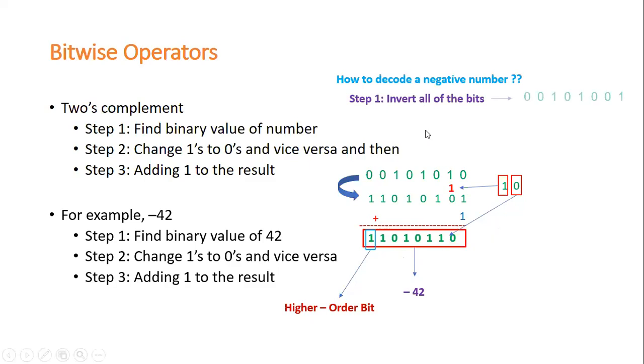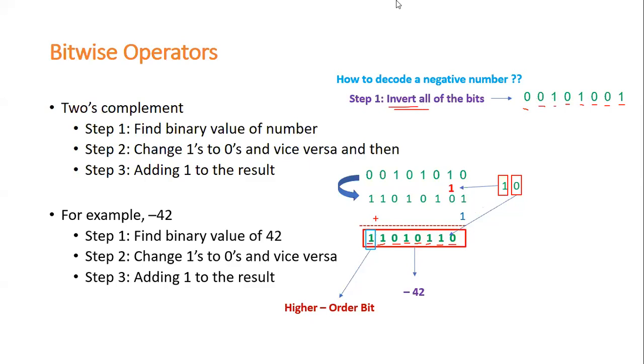So now you see that I've inverted all the bits. Initially 0 is there, so it is inverted to 1. Here 1 is there, so 1 has changed to 0. Next 1 is there, so 1 has changed to 0. Next 0 has changed to 1. Next 1 has changed to 0. Next 0 has changed to 1. Next 1 has changed to 0. And again 1 has changed to 0. That we call inverting. So invert all the bits.